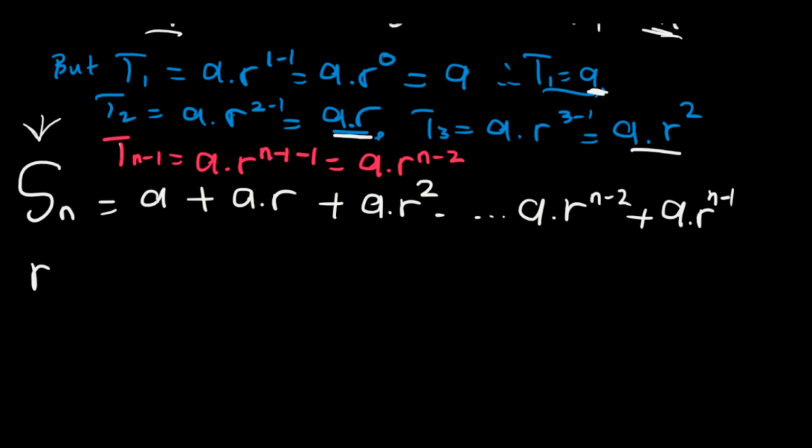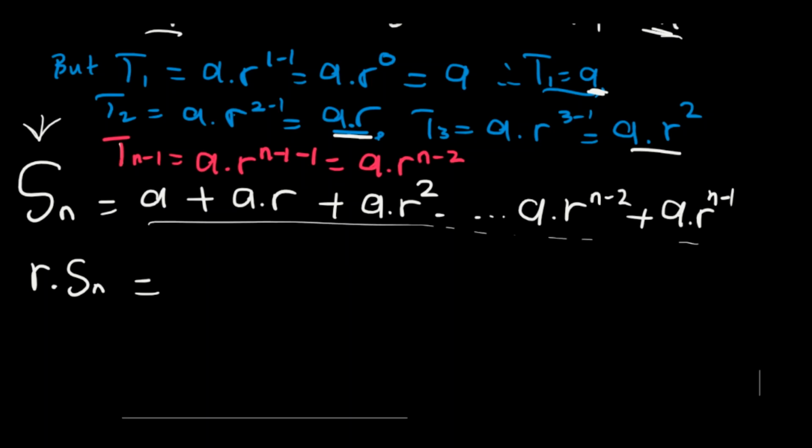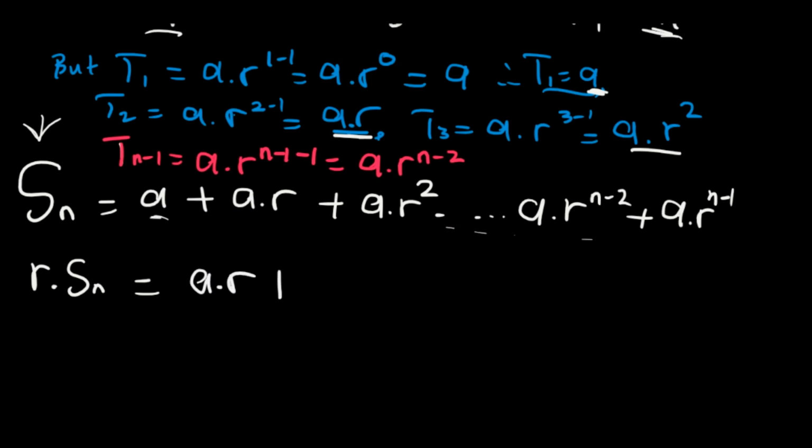So we're going to say r multiplied by the sum of n is equal to, so each and every term that is here is going to be multiplied by r, right? So what we will have is this. If we multiply this a by r, we're going to have a multiplied by r plus, if you multiply this one here, let me write this properly.